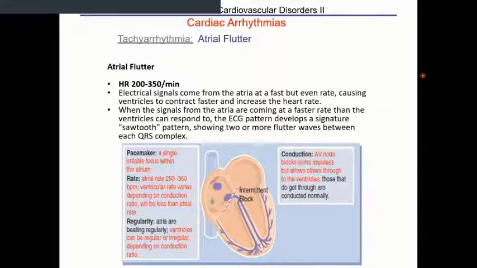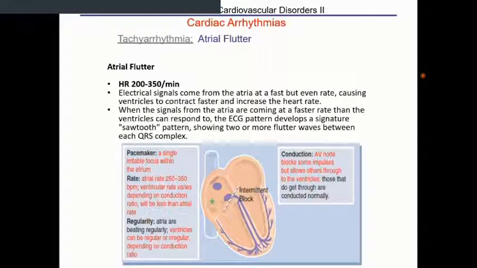So for your atrial flutter, usually the heart rate is between 200 to 350 beats per minute. Electrical signal comes from the atria at a fast but even rate, causing ventricles to contract faster and increase the heart rate. So when the signals from the atria are coming at a faster rate, then the ventricles correspond, and the ECG pattern develops a signature sawtooth pattern.